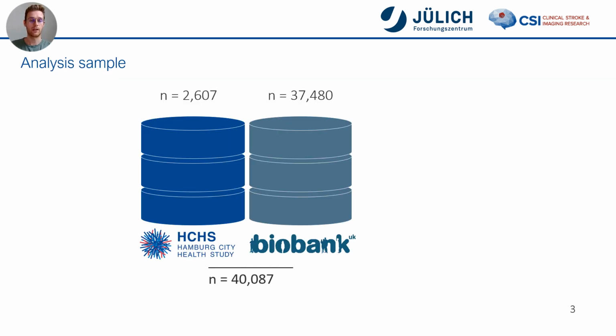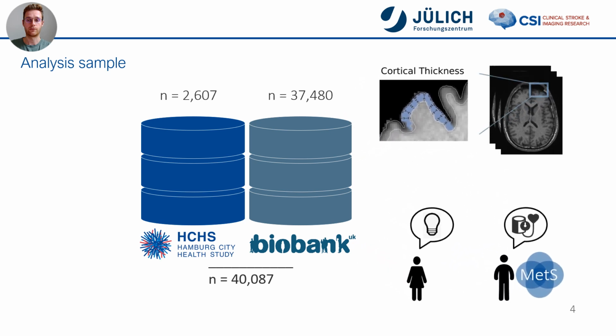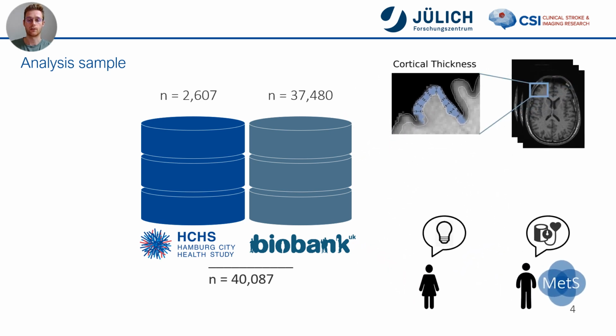Our analysis was based on a pooled sample from the Hamburg City Health Study and the UK Biobank, totaling a final analysis sample of 40,087 individuals. We investigated from these two samples the cognitive data, the metabolic syndrome component information, for example the blood pressure measures, as well as structural MRIs. On the structural MRIs, we performed surface-based morphometry harnessing CAT12 to derive cortical thickness measures on a regional level for Schäfer 400 parcels.